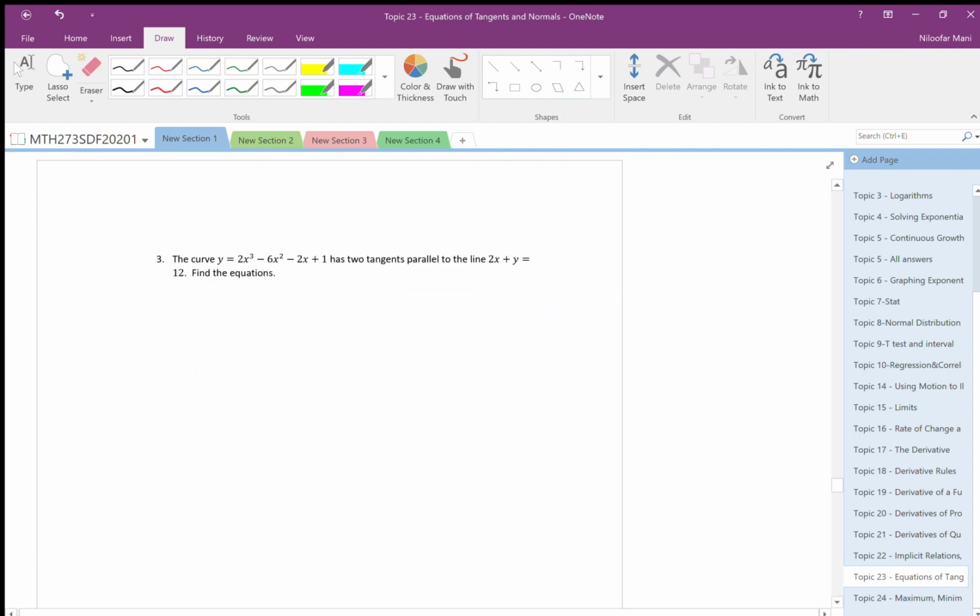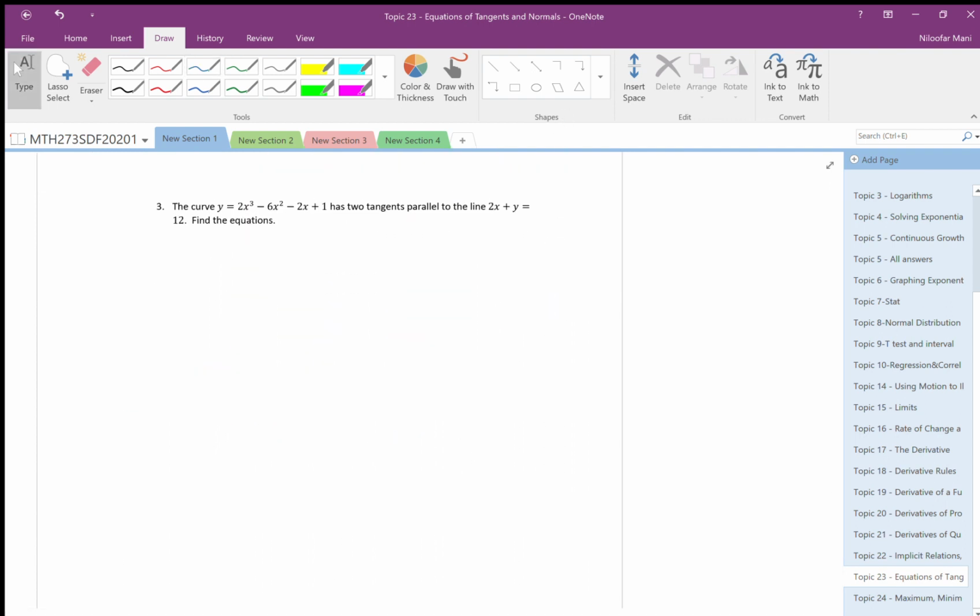So you can do that here, and here it says the curve has two tangents parallel to the line of this, find the equation.